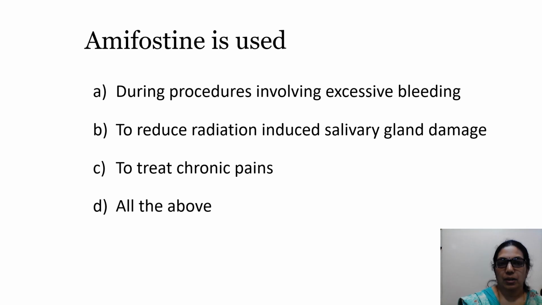Next is amifostine. What is this drug? We discussed, it is not available as an oral prescription. That is, in tablet form it is not available. We discussed where it is used. It is used during procedures involving excessive bleeding, or to reduce the radiation induced salivary gland damage, or to treat chronic pains, or in all the above cases we can give this amifostine. Where it is used? It is mainly used to reduce the radiation effect on the salivary glands. That is, as a cytoprotective drug it is used. It will protect the glandular tissue of the salivary gland from damage due to the radiation. Okay.